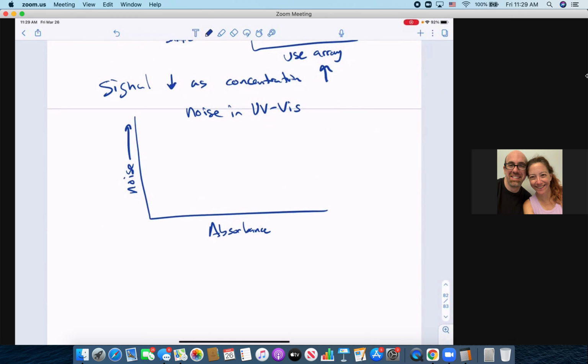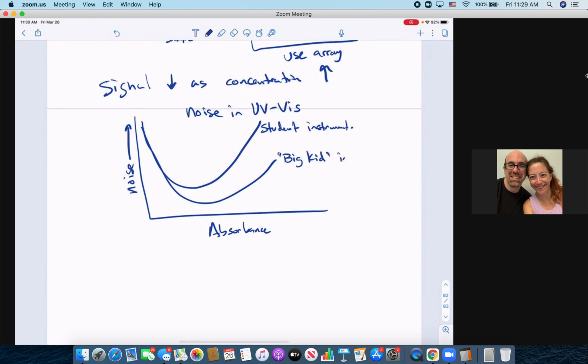I get a curve that looks like this in what I call the student instrument, the one we let you use in freshman lab. And then in the big kid instrument, when you're a grad student or a scientist, it's a little bit better on the high end. But really, absorbance is only useful between the value of approximately 0.2 and 0.9. That's sort of the region of low noise. This region here.